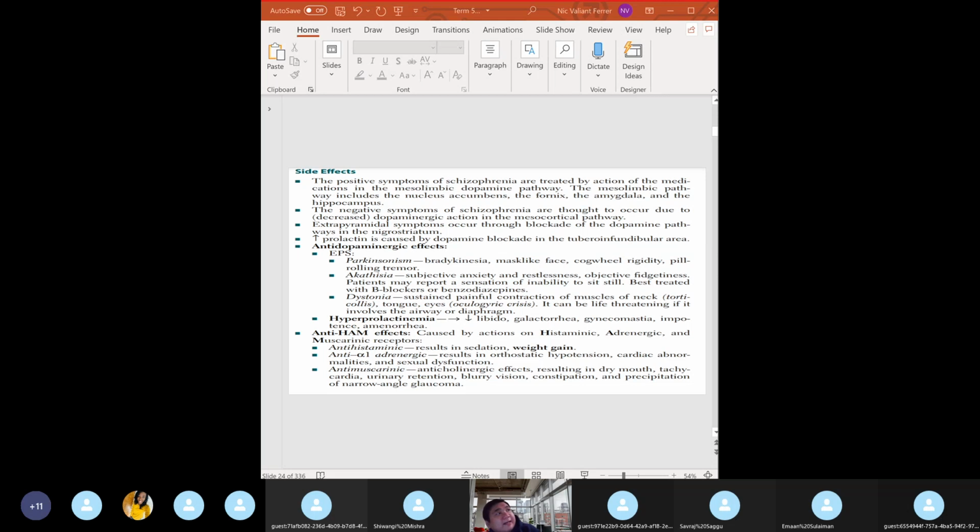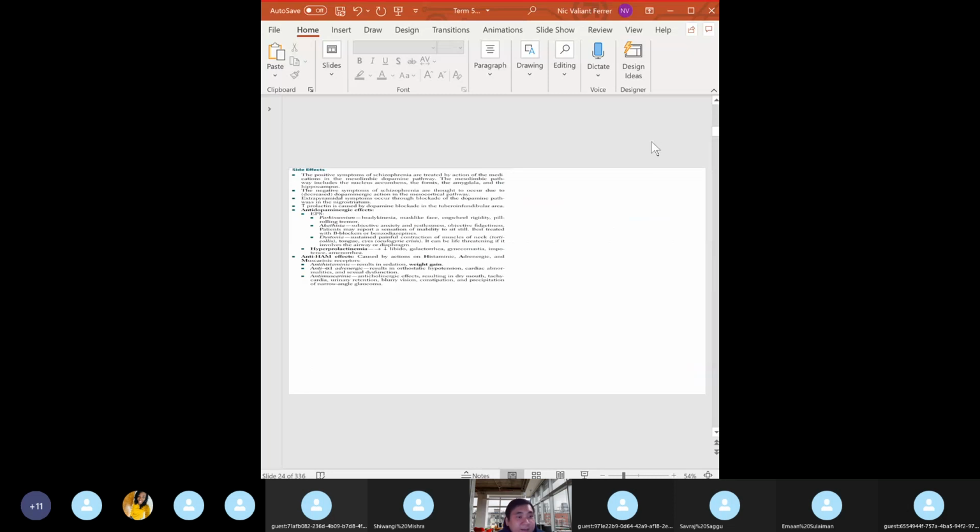The patient has mask-like facies. He doesn't smile much. He has this cogwheel rigidity. He has a pill rolling tremor. Parkinsonism. Give benztropine or Cogentin. Tardive dyskinesia. Lip smacking, tongue protrusion. We can give valbenazine or the other one, deutetrabenazine, which are your VMAT2 inhibitors. Excellent, guys.